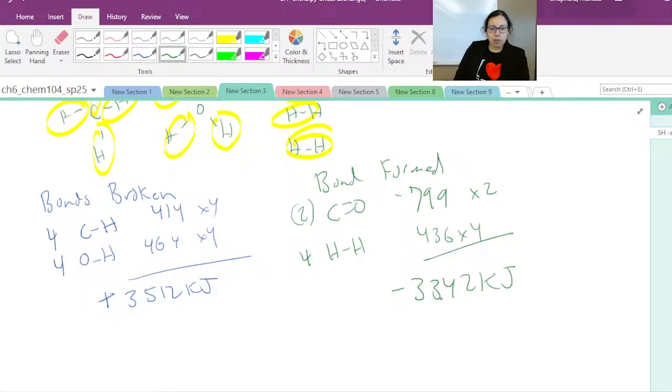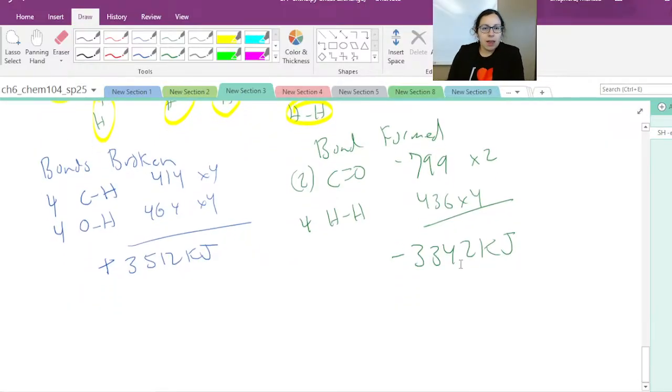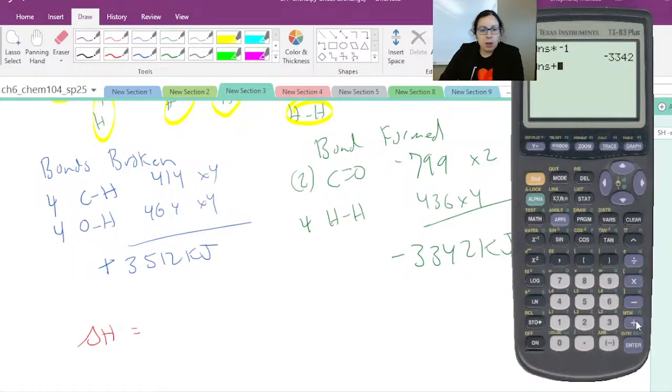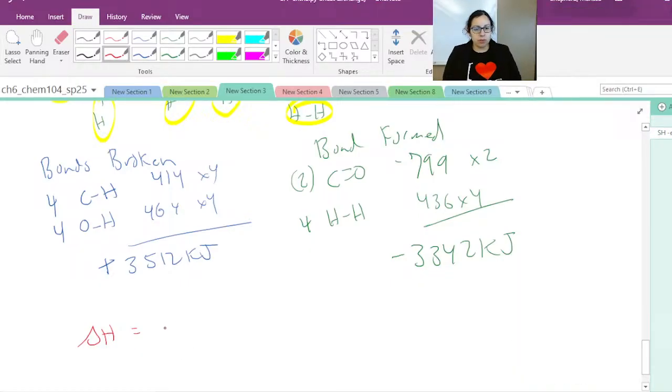So thermodynamically favorable. And then of course we can figure out our total change in enthalpy for this process just by adding these two numbers together. So again, make sure you make it negative now. Oops, sorry. Times -1, there we go. Plus 3,512. And so we overall get 170 kilojoules for this process.